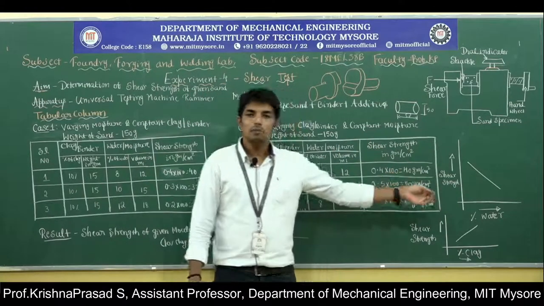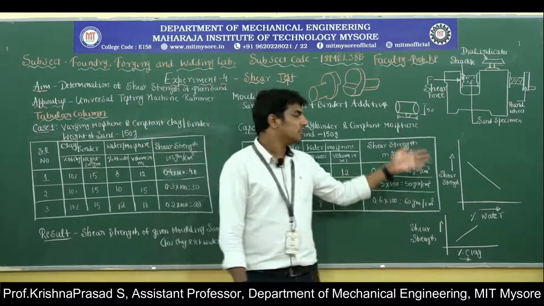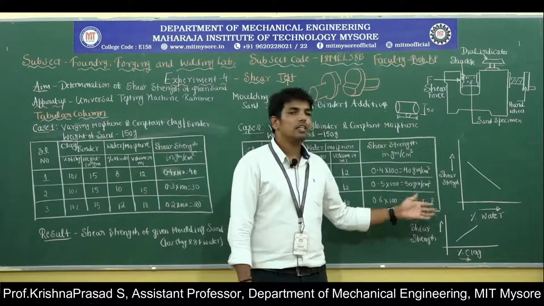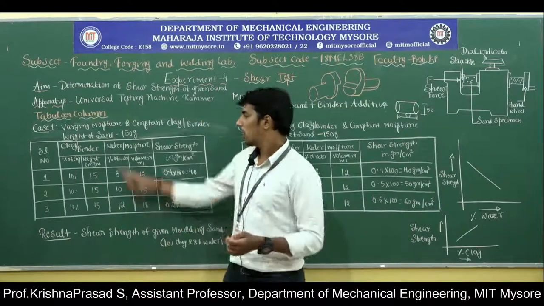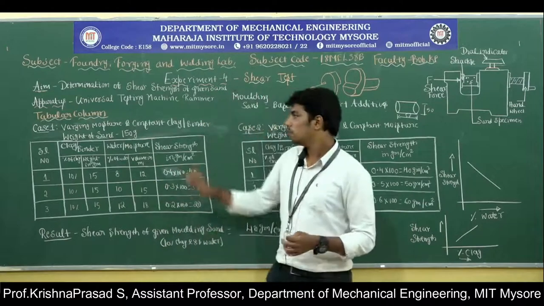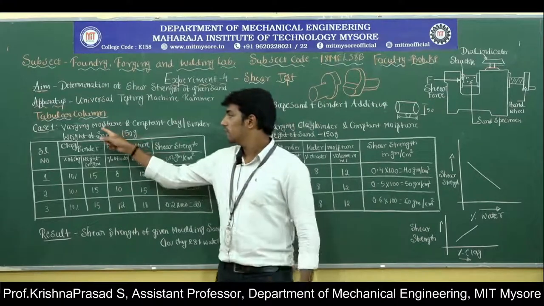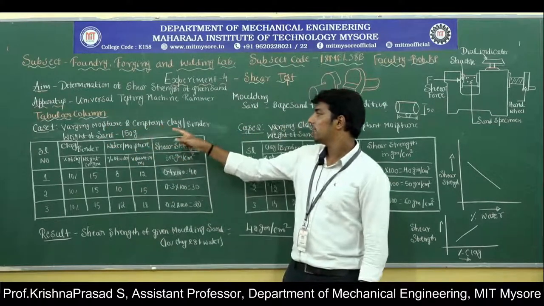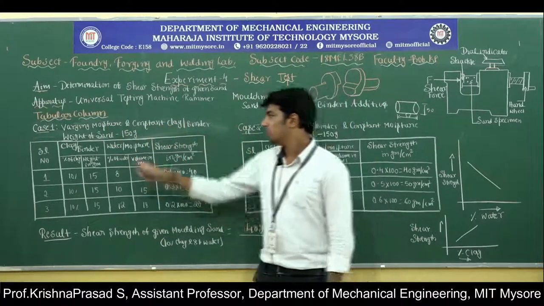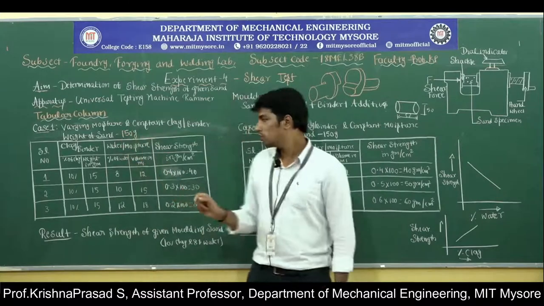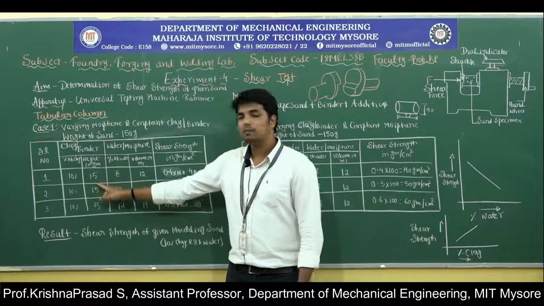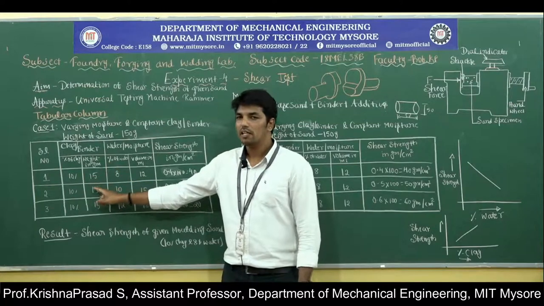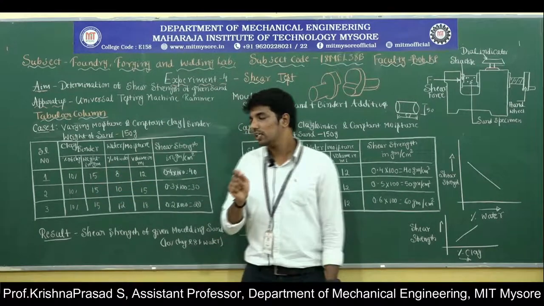Now I am discussing what exactly the shear strength is, with respect to increasing water and increasing percentage of clay. Observe here in tabular column 1, that is case 1, varying the moisture content and constant clay binder. The total weight of the sand is 150 gram. Here I took 10% of clay, that means 15 grams of clay and 135 grams of silica sand.